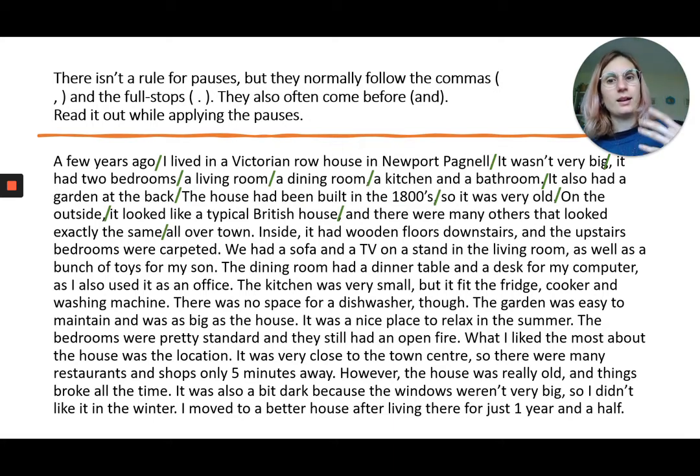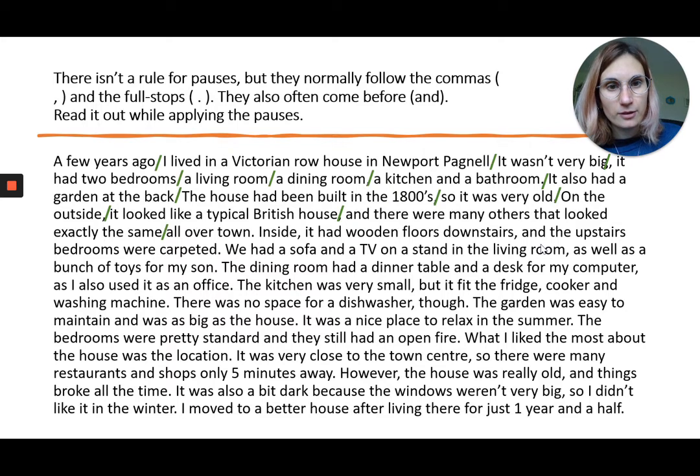So, and there were many others that looked exactly the same all over town. I need that pause so I can breathe because this is a long clause. And that's okay, that's normal. So just pick the most appropriate place. In this case, it was natural to pause there. They looked exactly the same all over town. So I'm adding some information about where, so we can separate those with the pause.